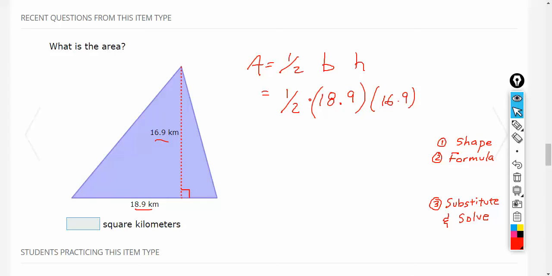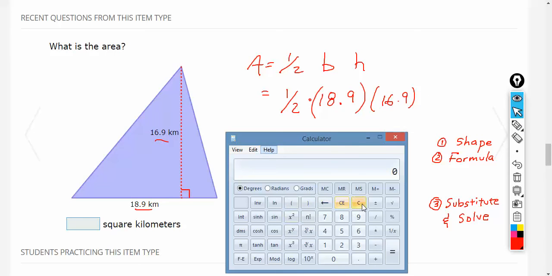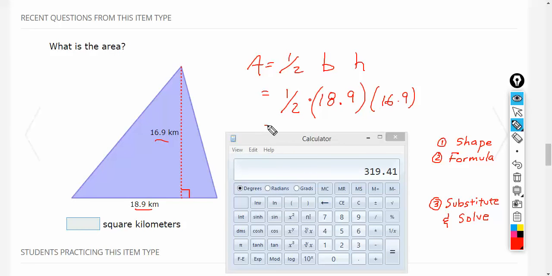And then we're going to get our calculator. We're going to clear it. We're going to do 18.9 times 16.9 equals, then that gives me 319.41 equals half times 319.41.